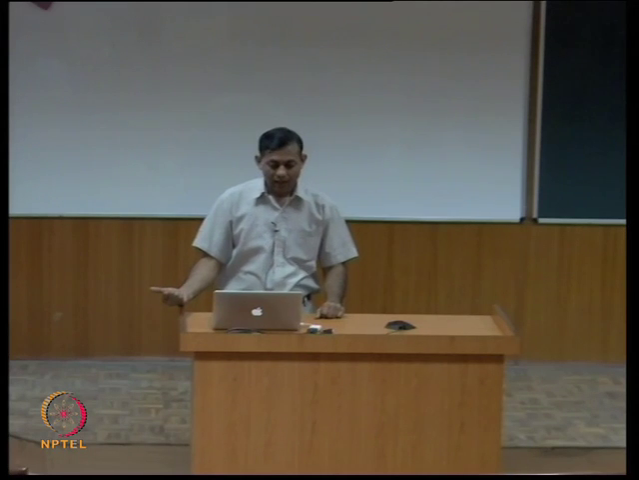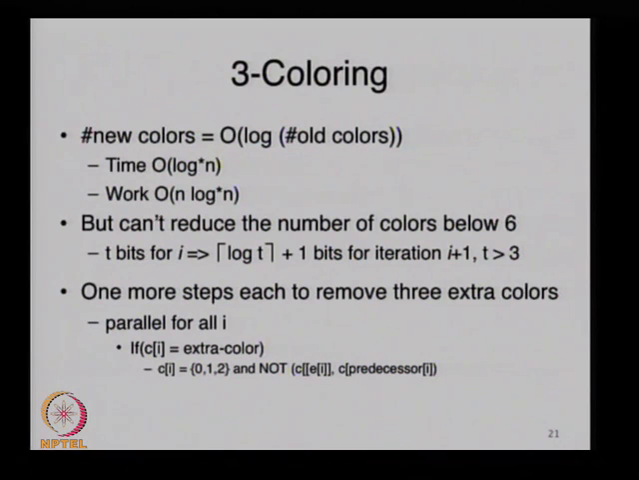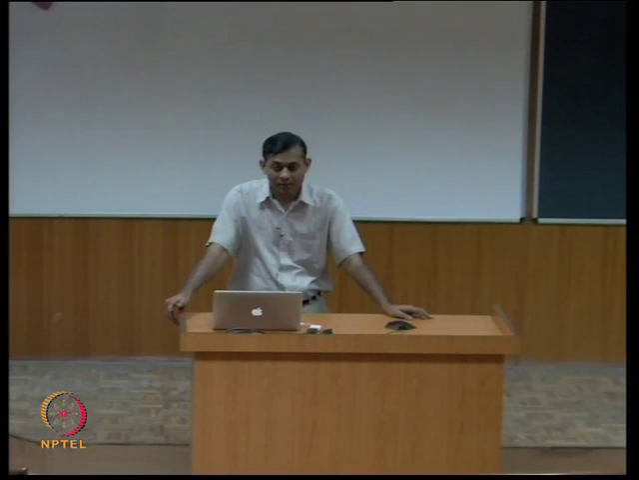Okay, but the number of colors will not go below 6. Because you're going to go to log t plus 1, right? So if you've come down to 3 bits, you're not going to go down. So what happens if you reach 6 and this process stops? After 6, it doesn't go down. So you've reached 6 colors, and you know you can reach 3.